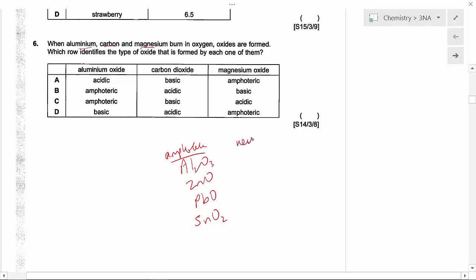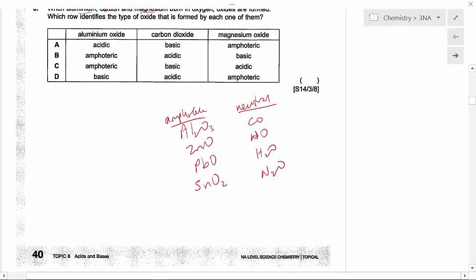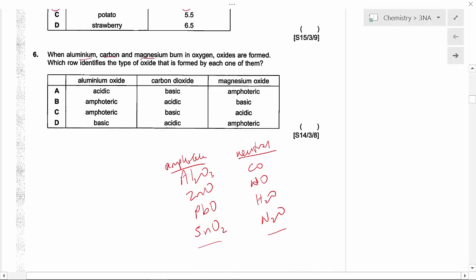And for neutral, there are 4: CO, NO, H2O, and N2O. So these 4 are neutral. All the non-metals, if not neutral, are acidic. All the metals, if not amphoteric, are basic. So magnesium has to be basic because it is a metal but not under these 4. Aluminium has to be amphoteric. And carbon dioxide is acidic. So answer is B, because carbon dioxide is a non-metal but not under the neutral.